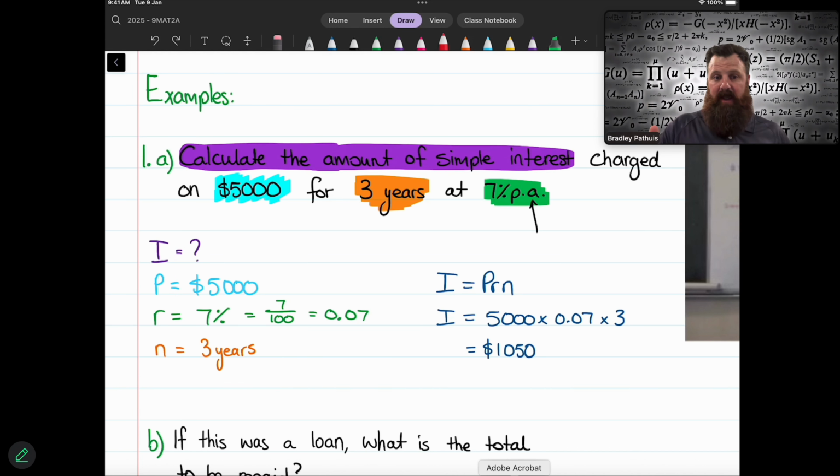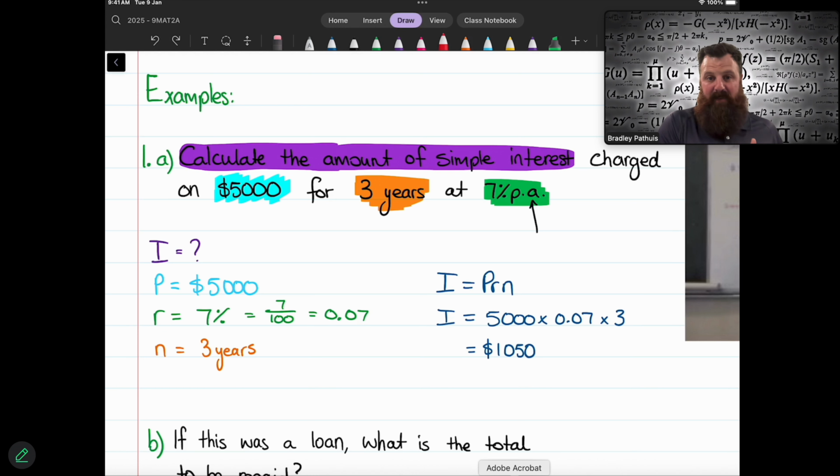We're going to find where each one is. You can see highlighted in purple, the question tells me to calculate the amount of simple interest. So I've put a question mark there because that's what I've been asked to find. The principal: it says interest charged on $5,000. The interest is getting calculated based on that amount, so that's the amount that was invested. My interest rate is that 7% per annum, and it was invested for 3 years.